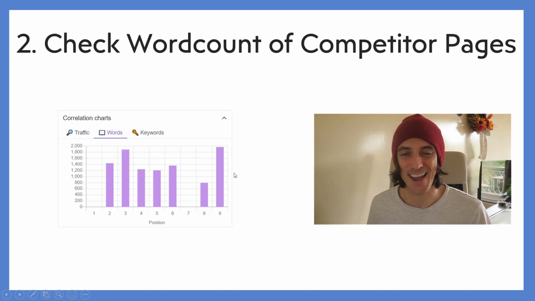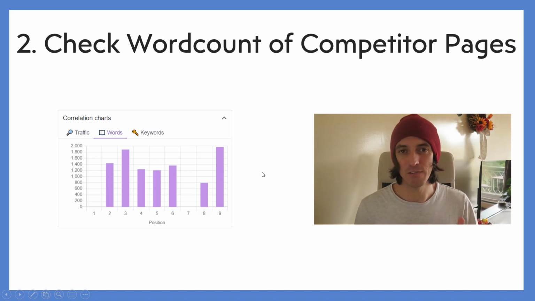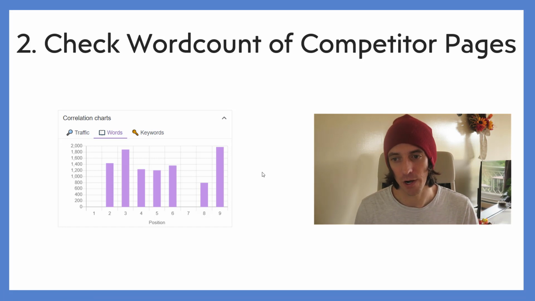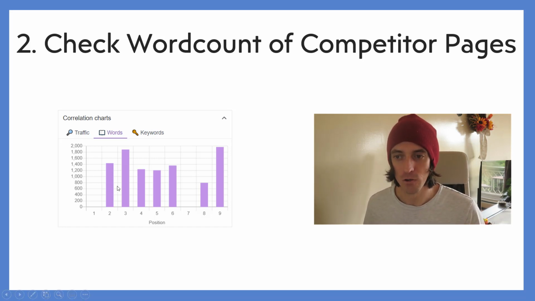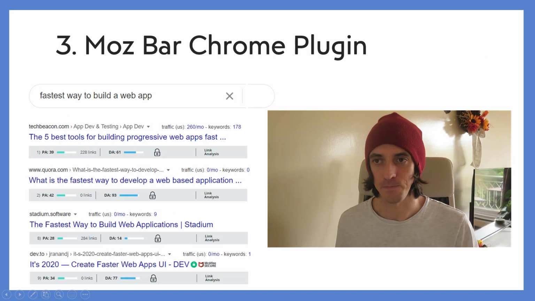There's a couple of 1,800 word long ones. So that's a bit of a sign of how long you should write your article. But when you're looking for weakness in the SERPs, you're looking for most of the articles, or at least the first 3, being under 1,000 words. That's one way that you can identify weakness.